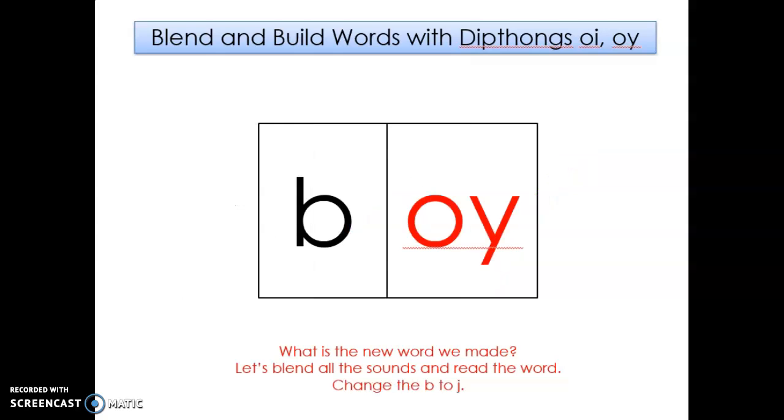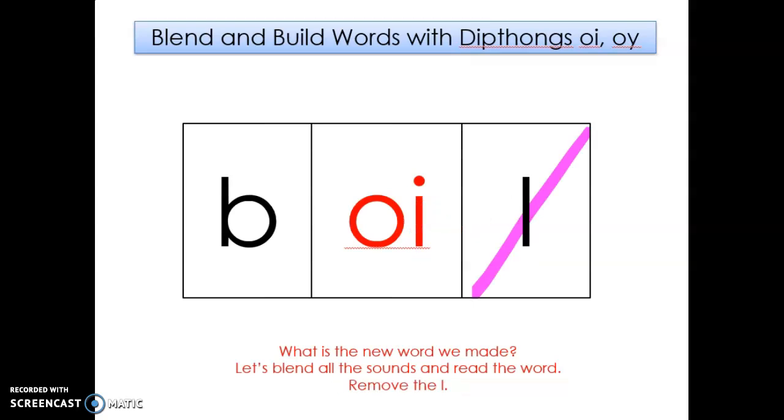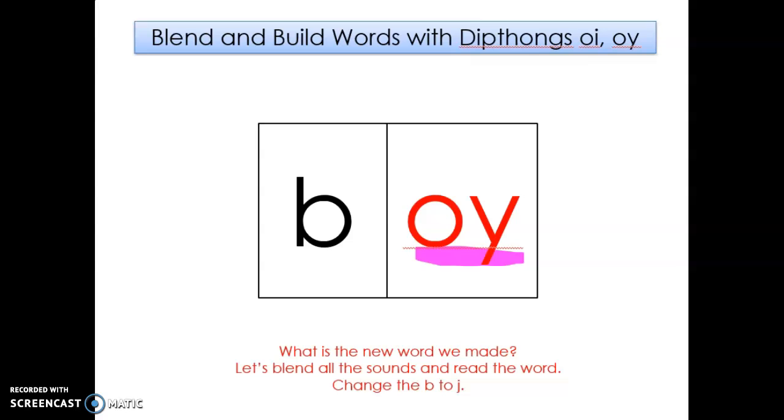Think, say. The word is boy. You'll notice that OY is now at the end of a word. When we had the word boil, OI was the spelling we used because there was an L at the end. So if it's at the end of the word, we're spelling it OY. The word is boy. What's the word?